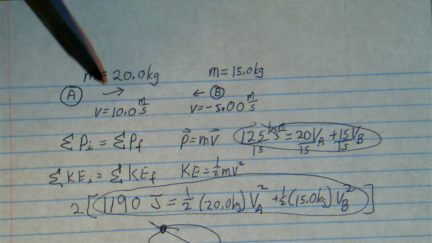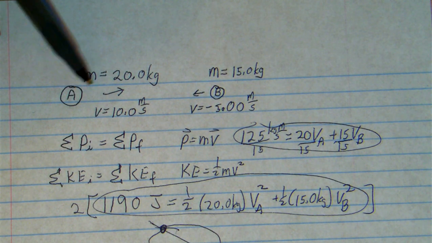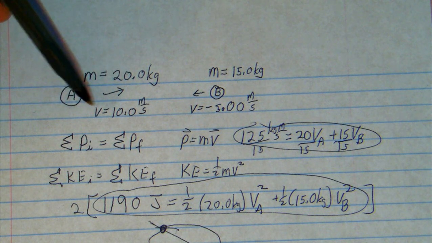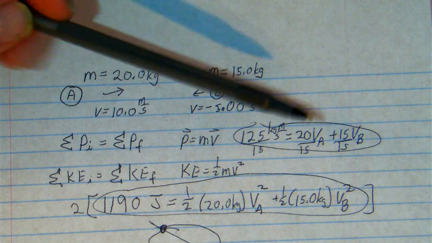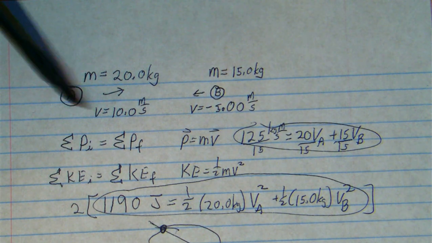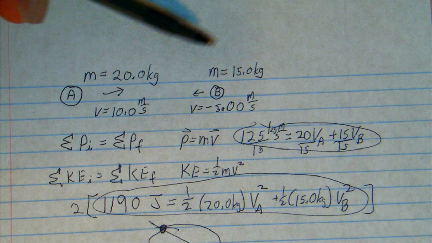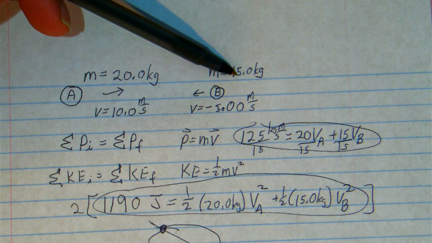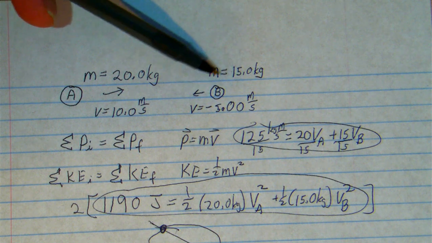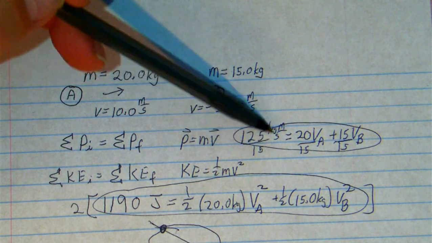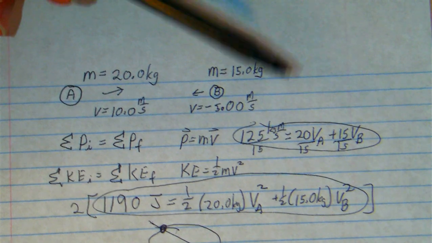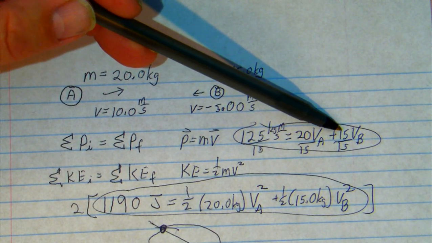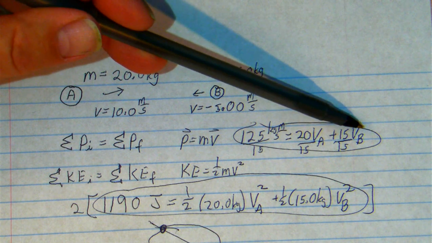After they collide, mass A, the 20 kilogram mass, is going off at some unknown final velocity, which I'll call VA, velocity of A after they collide. After they collide, the 15 kilogram mass goes off at some unknown final velocity VB. So total momentum before they collide is equal to 20 kilograms times VA plus 15 kilograms times VB.